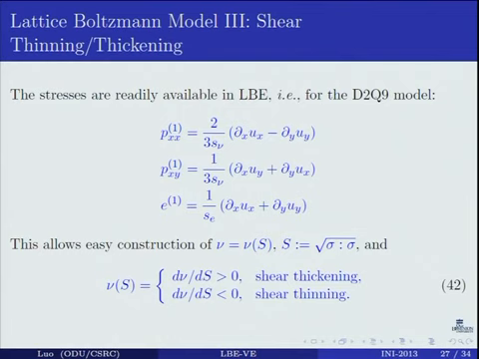So that's one model. The other model is what I call the shear thinning and thickening. This is also very popularly used because you can analyze the model by using the asymptotic expansion. And you can find that all these stresses, these derivatives are readily available in Lattice Boltzmann calculations. So what you can do is make your viscosity depend on the stresses to do shear thinning or shear thickening. So I illustrate 3 models.